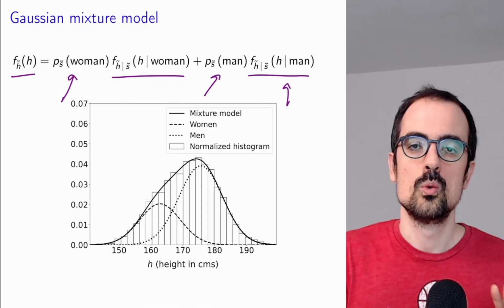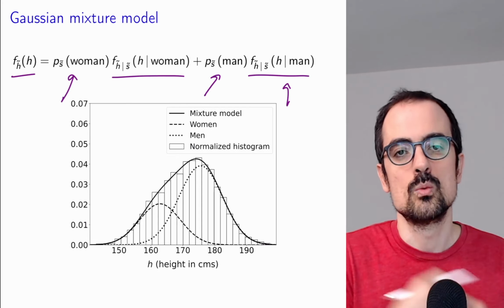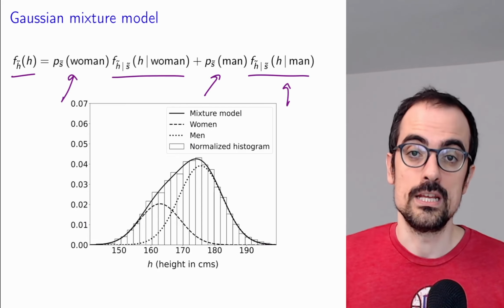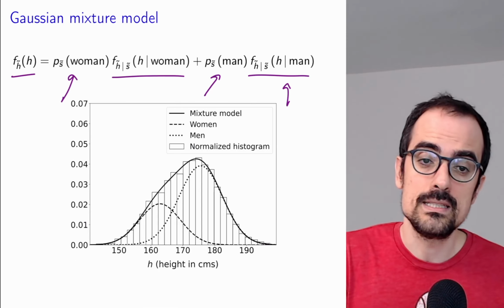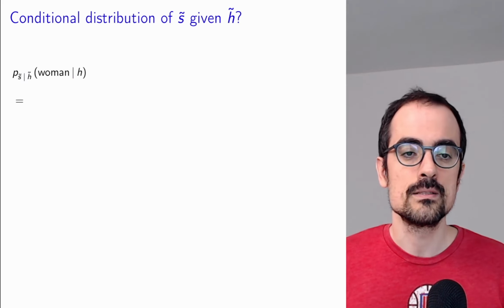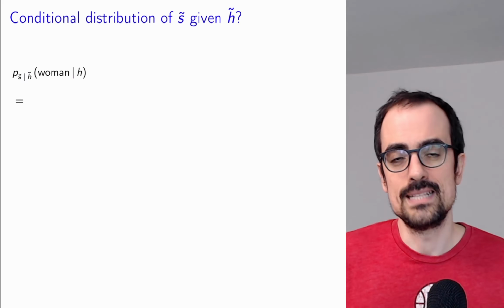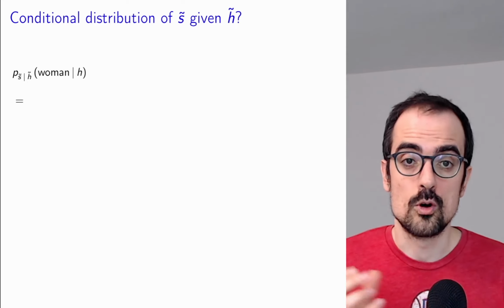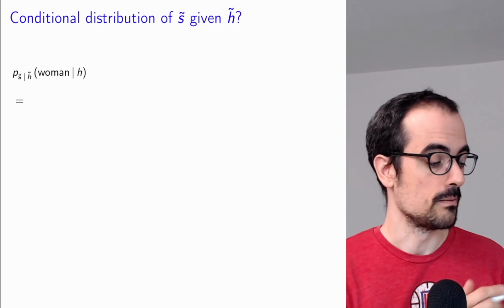Okay, but here we didn't really want to model height. What we want to do is to classify. In order to classify, we need the probability of the sex given height. How do we get that? Well, we're going to apply Bayes' theorem, which is essentially just an application of the chain rule for discrete and continuous random variables.